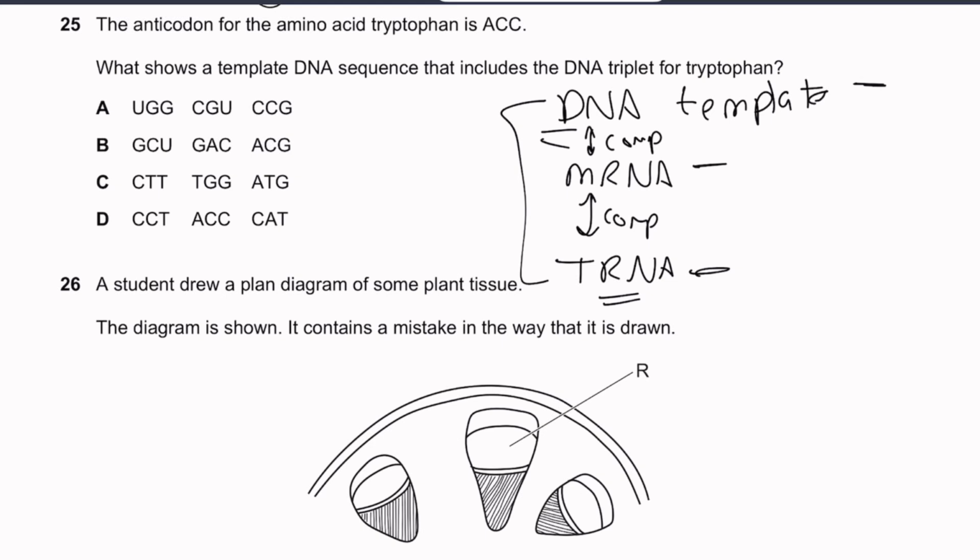So if I have the anticodon for tryptophan, ACC, and the question asks which shows the template DNA sequence that includes the DNA triplet for tryptophan, it should be the same. Basically, it should be ACC. So if the anticodon is ACC, the template DNA should be ACC. So if you contain tryptophan, you should contain ACC, then D is the answer.